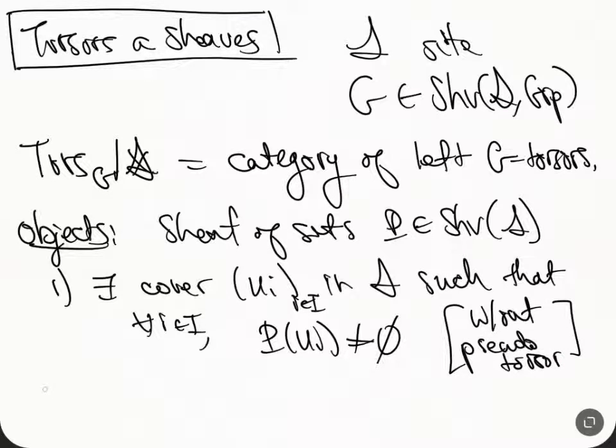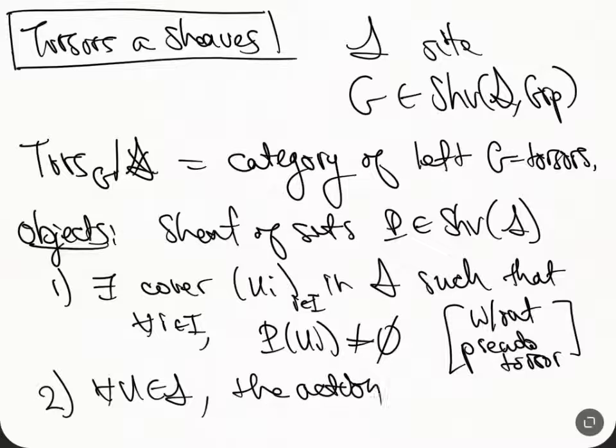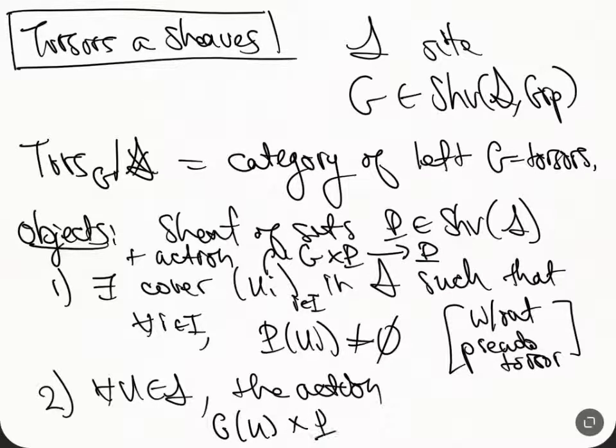And then the second condition says that for all U in S, the action rho, let's say the plus action, so it's a left action. What the action means is that for every open set U, we get an action like this. This is full and faithful.